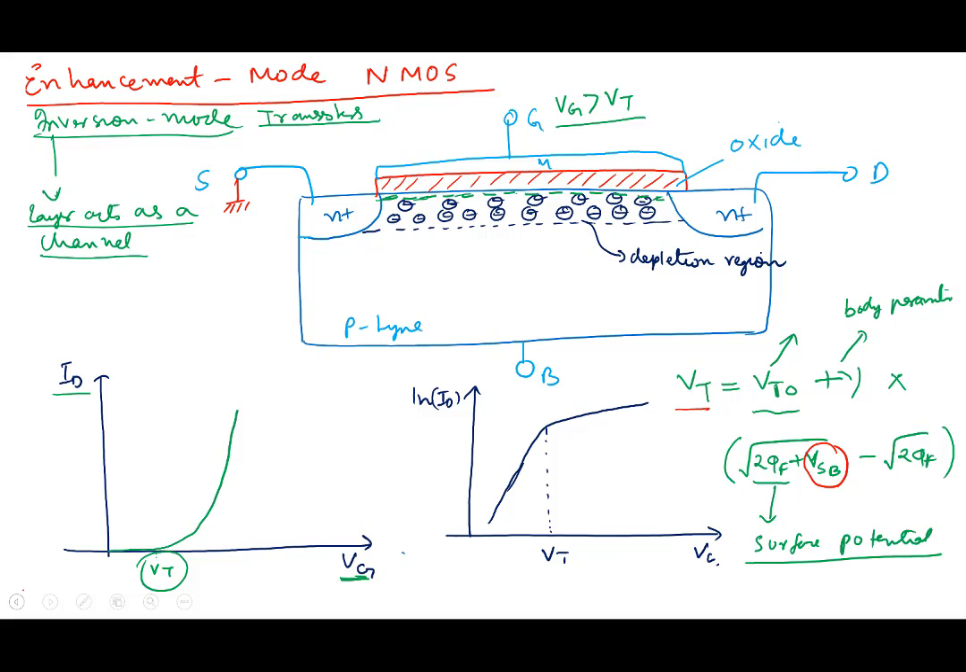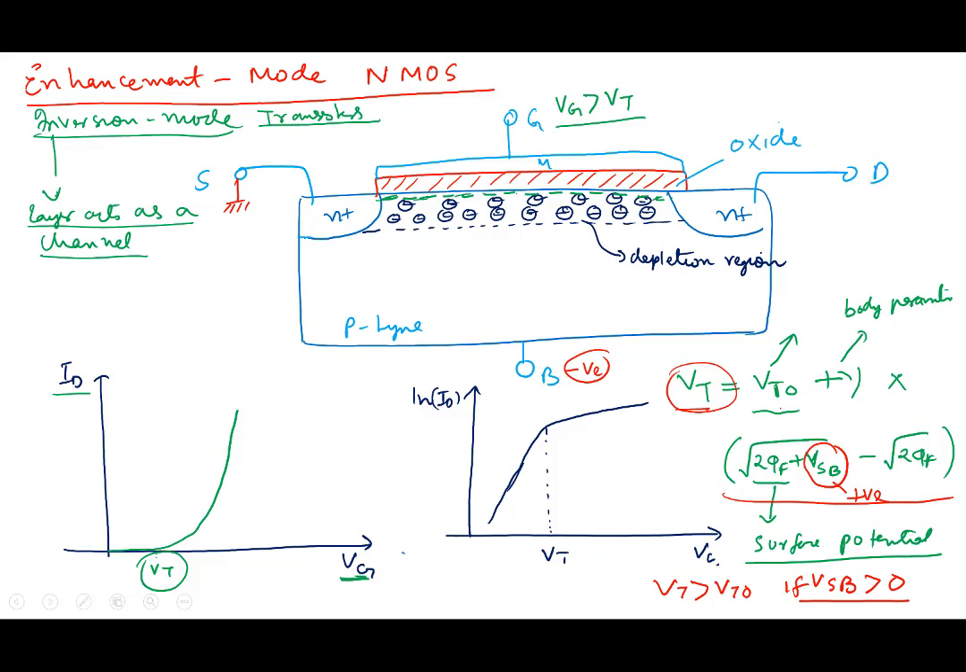Normally the source is ground. So what you can do is apply a negative voltage at the body. If you apply a negative voltage at the body, then the source to body voltage is a positive term, and so the whole thing is positive, and you can make VT larger than VT0. VT can be made larger than VT0 if VSB is greater than 0. So if you make the body voltage negative, then you can increase the threshold voltage.